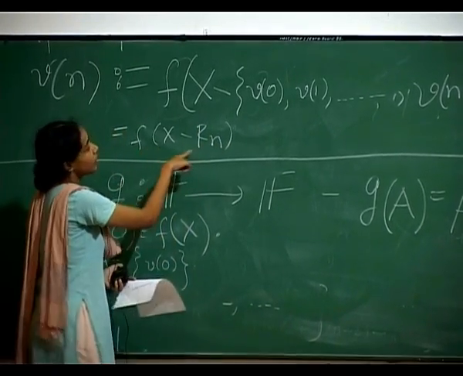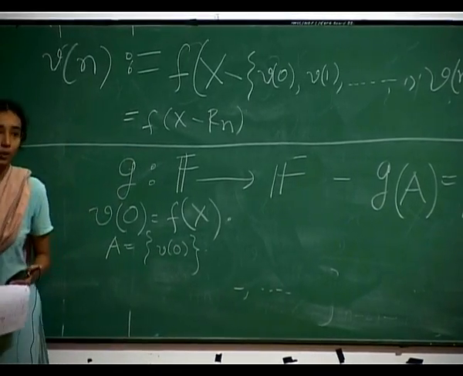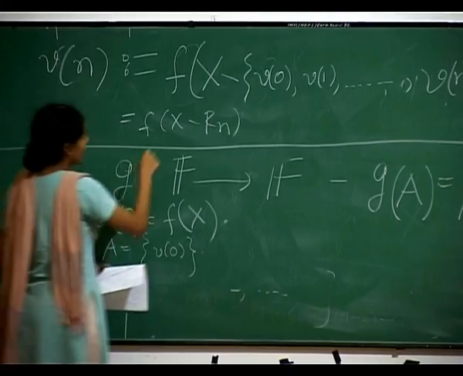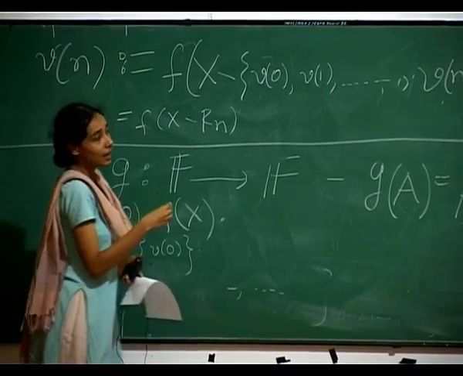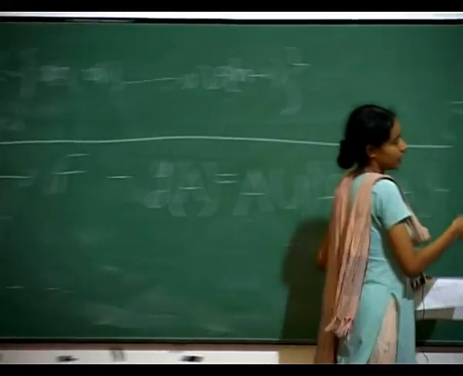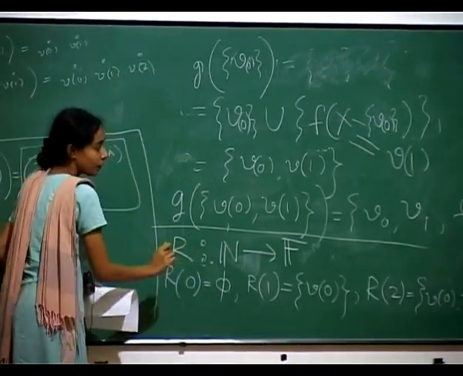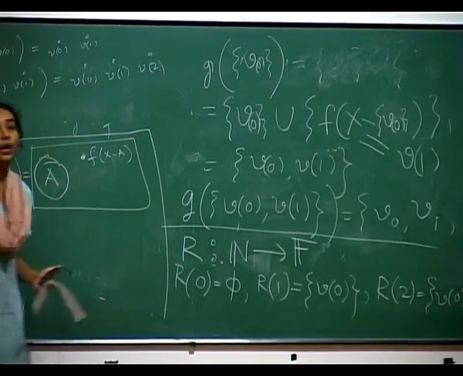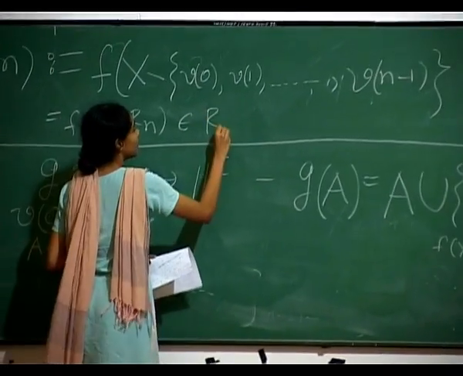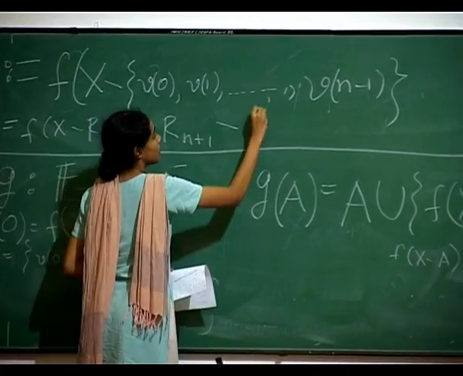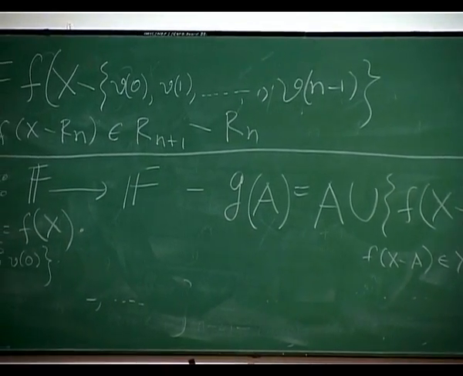So it is really f of x minus Rn. But we know that f of x minus Rn is inside x minus Rn, which means it doesn't belong to Rn. On the other hand, f of x minus Rn is inside R of n plus 1, because the way we are choosing these, what will be R of n plus 1? V0, V1, V2 up to Vn. So this element is really in here, Rn plus 1 minus Rn.